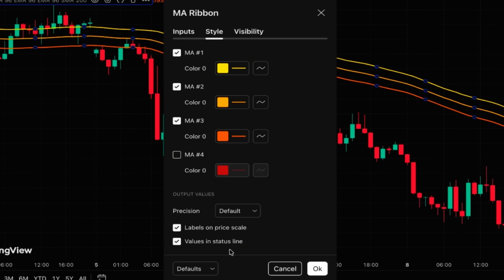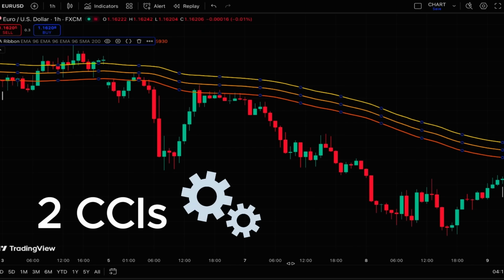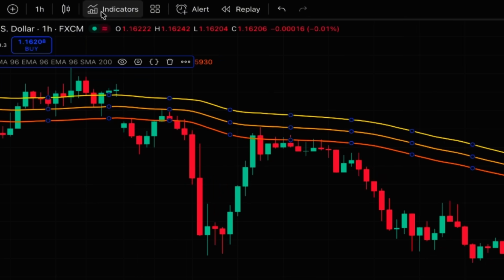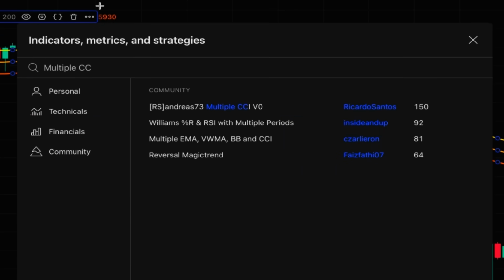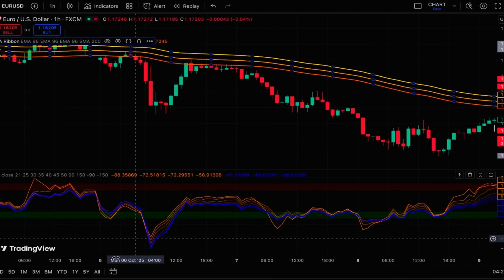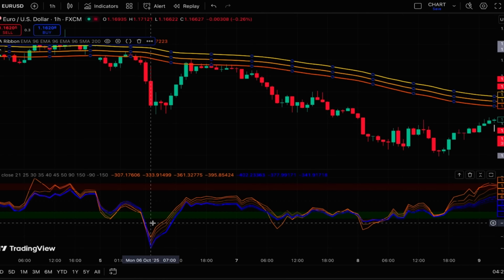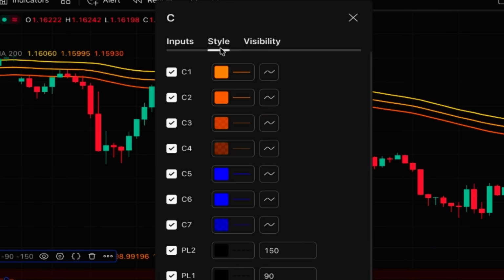Alright, we're done with the settings of our moving averages, and now we need to add 2 CCIs to our price chart. So here again we click on indicators and we search multiple CCI. We add this one, which is written by Ricardo Santos. Alright, this indicator automatically adds 7 CCI to your chart, but we only need 2 CCI. So here we go to the settings of the indicator, and here in the style tab we remove the extra CCIs because we don't need them.